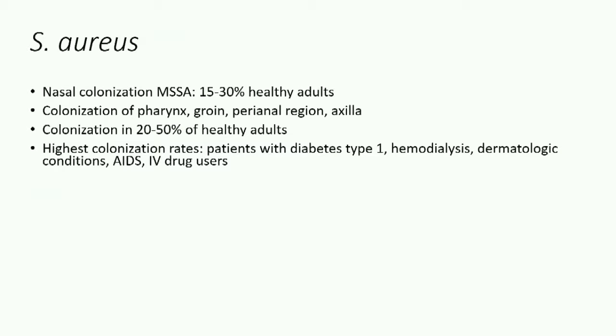So about S. aureus, you know that this is a bacteria which is very common. About 50% of healthy adults have this bacteria. So if you just do the nose swabbing, you will miss about 20% of the colonized people. And the highest colonization rates are in patients with diabetes type 1, hemodialysis patients, patients with dermatologic conditions, patients with AIDS, and those patients who use intravenous drugs.